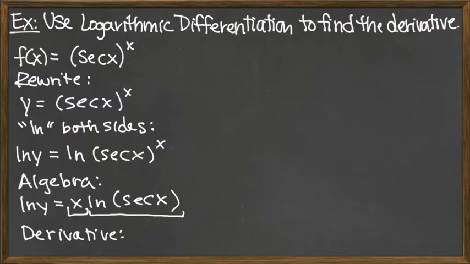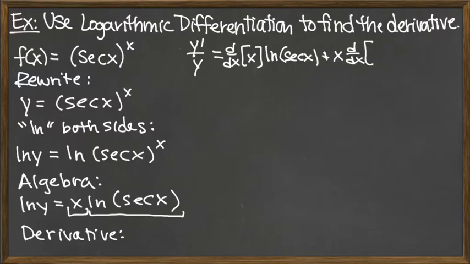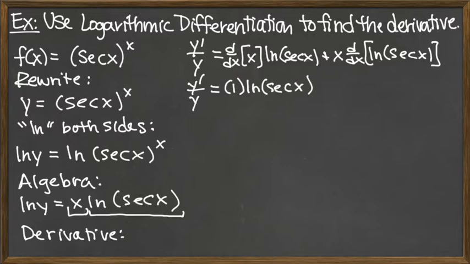To take the derivative, we'll do it term by term. So we've got y prime over y on the left-hand side, and the right-hand side we've got a product rule. So filling out the product rule, we've got the derivative of the first, which is the derivative of x, times the second, natural log of secant of x, plus the first term, which is x, times the derivative of the second, which is the derivative of natural log of secant of x. So we'll take these little derivatives inside the product rule to continue. So we've got y prime over y is equal to the derivative of x is 1 times natural log of secant of x.